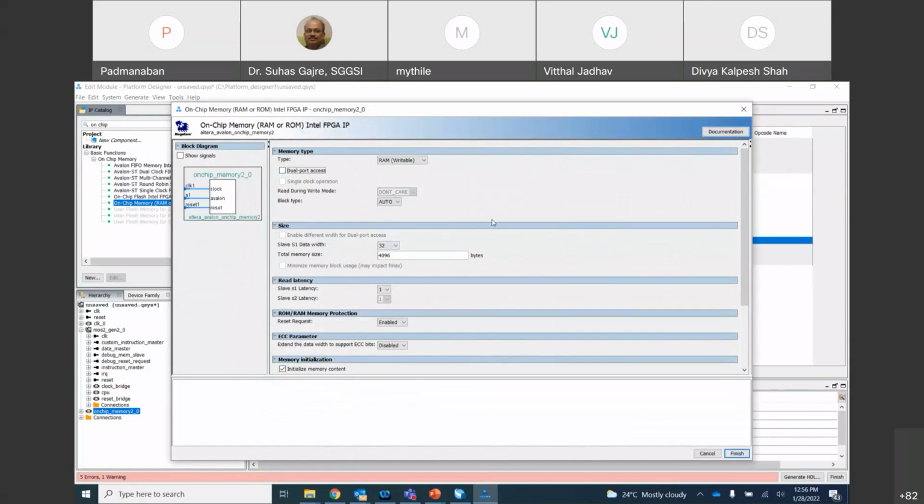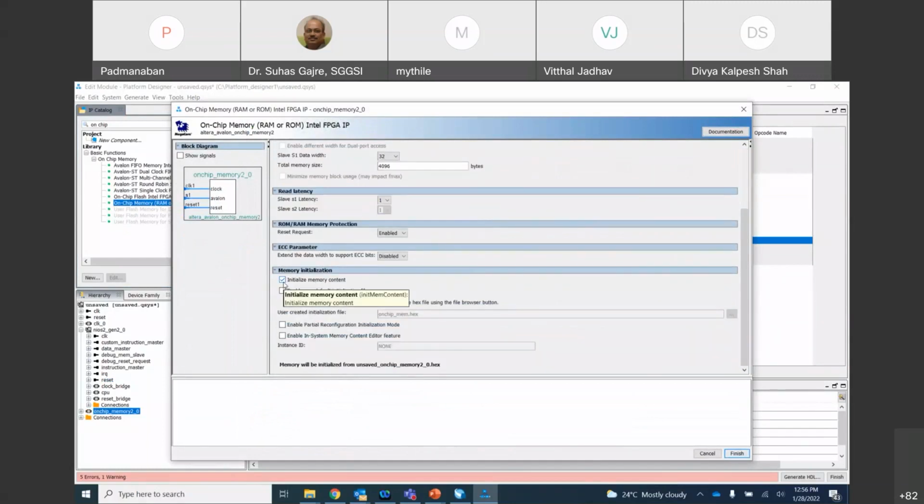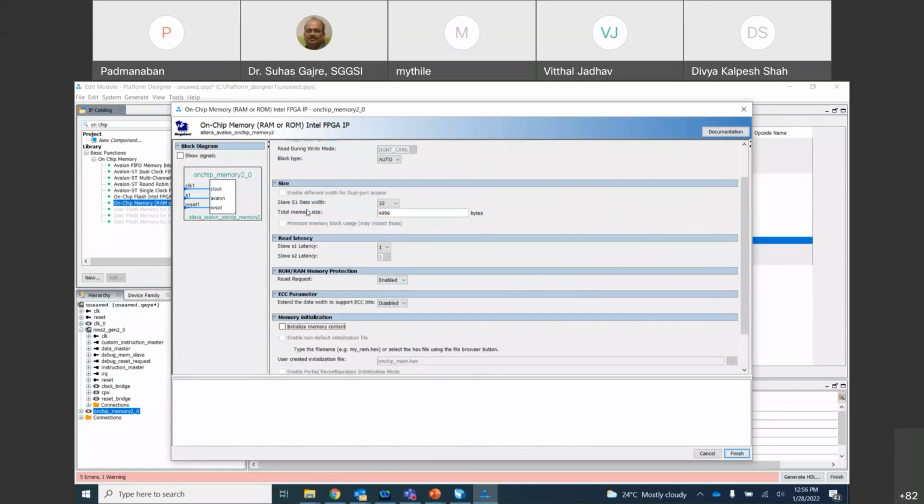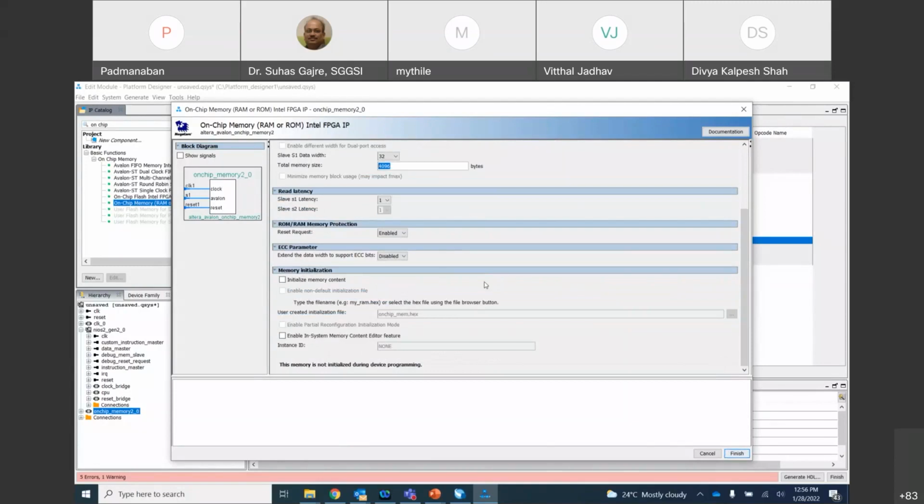Okay. And now you can see initialize the memory content. If you say yes, then you have to provide a .hex file or .mif file. If you say I don't want, then you don't need to do that. And you need to provide the data width and the total memory size. For example, if you want a memory size of 65536, whatever you want, you can provide that. Since we are creating a generic design, you don't worry about what the memory size would be. You can just say finish.